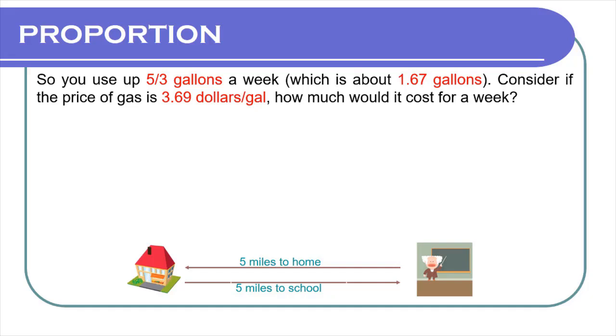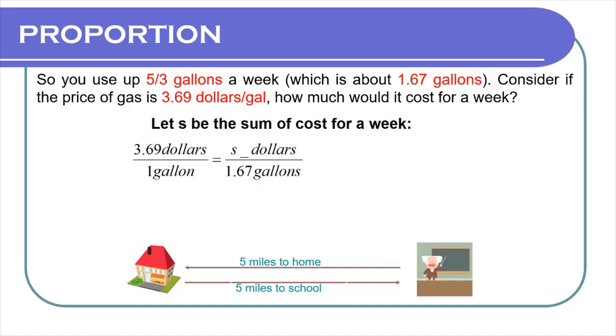So if the price of gas is $3.69 per gallon, then how much would it cost for a week? Again, we can use proportion to solve this problem. For example, S is the sum of the cost for a week. Then you need to compare $3.69 over 1 gallon is equal to S dollars over 1.67 gallons. The units are the same, then you need to do the cross multiplication.